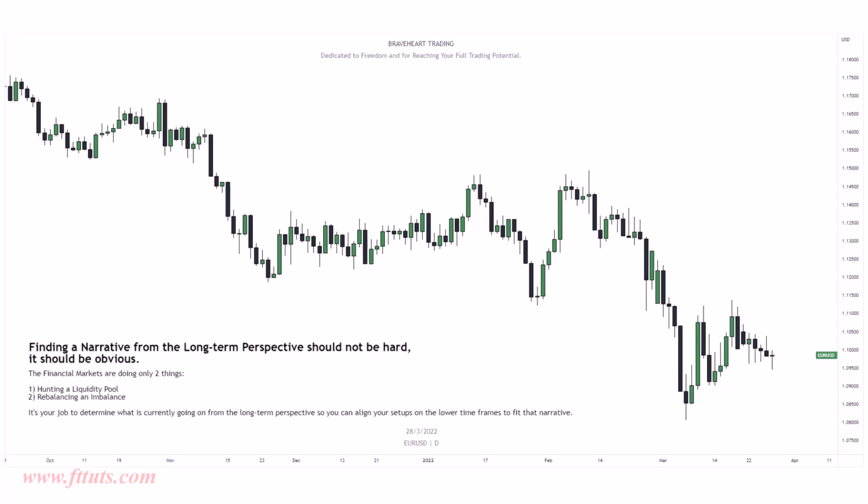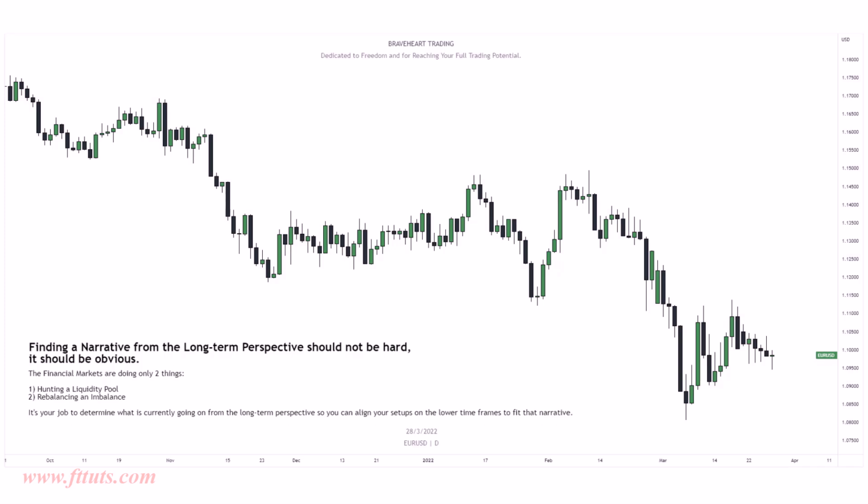Finding a narrative from the long-term perspective should not be hard, it should be obvious. The financial markets are only doing two things. It's either hunting a liquidity pool, or it's rebalancing an imbalance. It's your job to determine what's currently going on from the long-term perspective so you can align your setups on the lower time frames to fit that narrative. And failing to do so would be considered low probability trading.